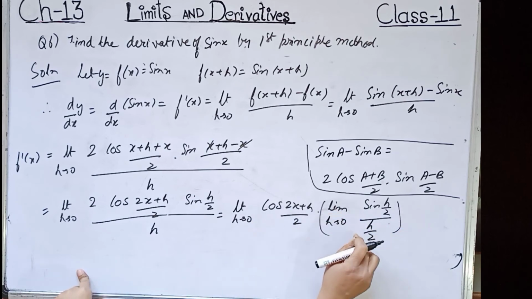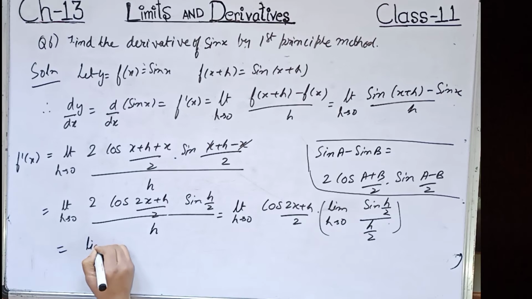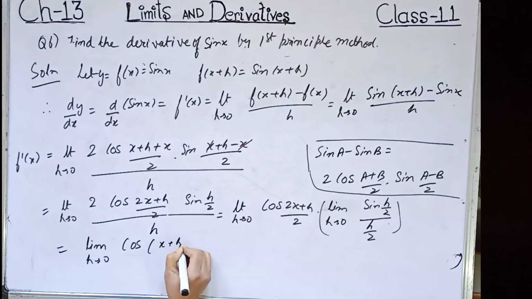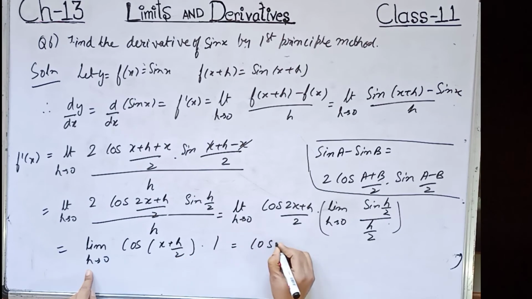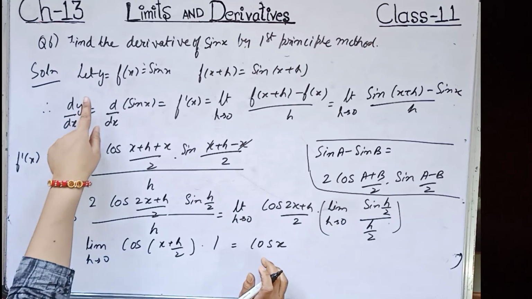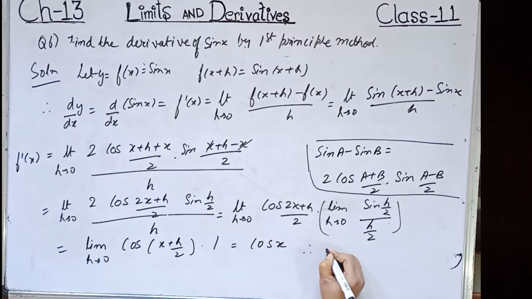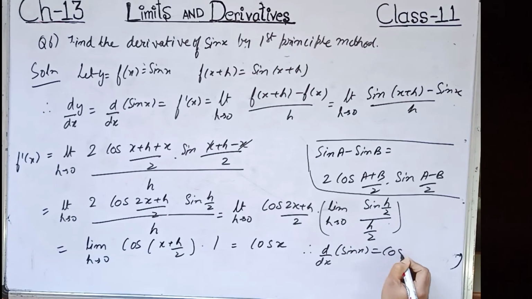So here now I can use 1. So we are getting over here limit h tending to 0, cos of x plus h by 2 into 1. Now we are getting a defined form. Now put h equal to 0. So we are getting over here cos of x. Simple. So d by dx of sin x is cos x. Therefore d by dx of sin x equals cos x, or we can write sin x dash equals cos x. Okay. So let us do the derivative of cos x now.